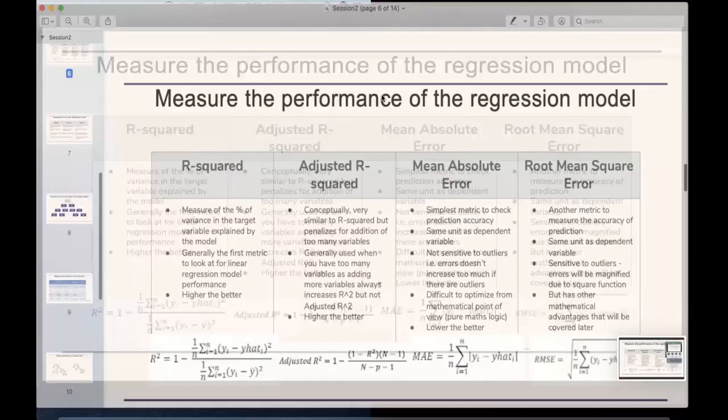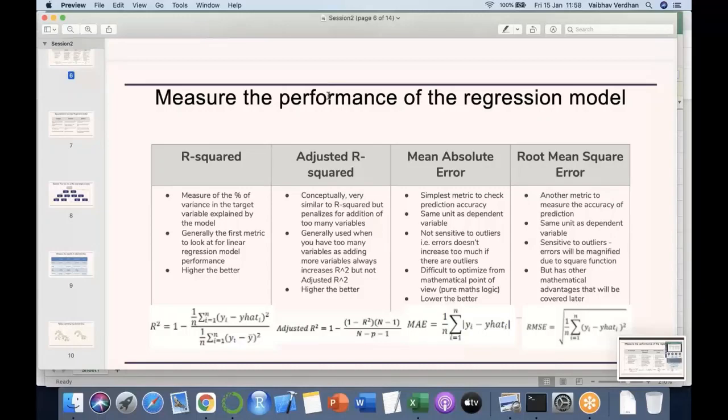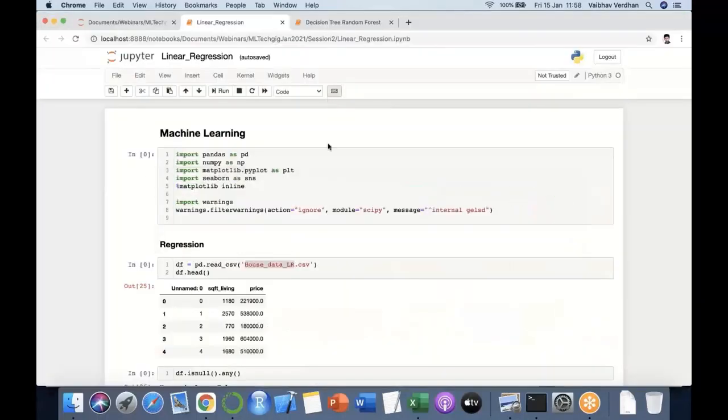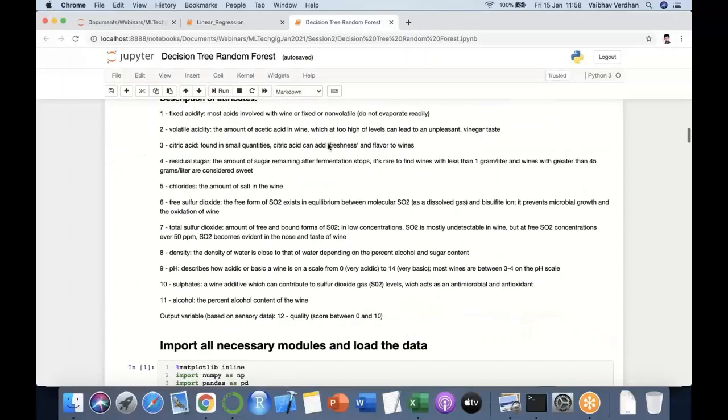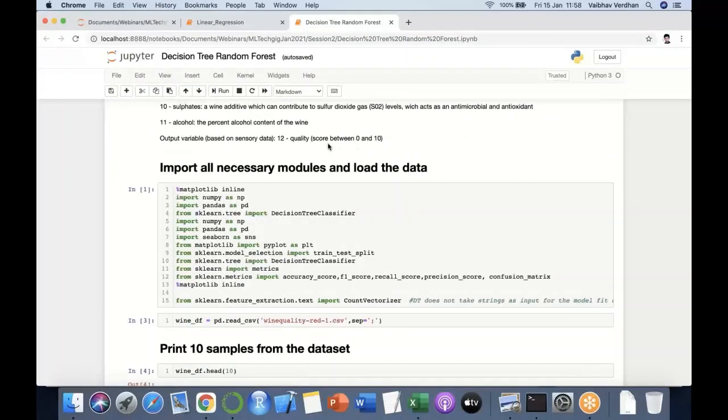build our models. Now let's move to the code part. We will discuss the code over here.